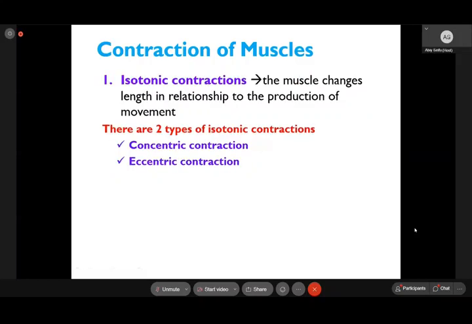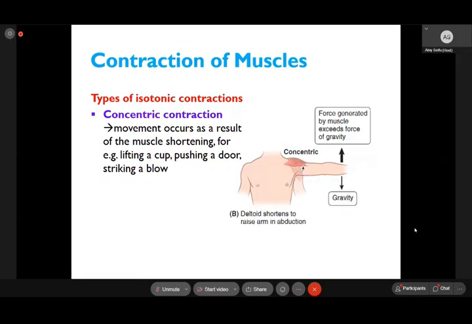In isotonic contractions, the length of the muscle changes to produce a movement. It may be concentric or eccentric contractions. Now, the concentric type of isotonic contraction occurs as a result of muscle shortening.